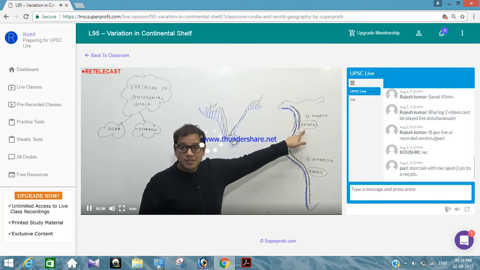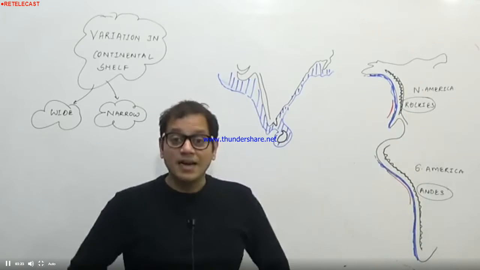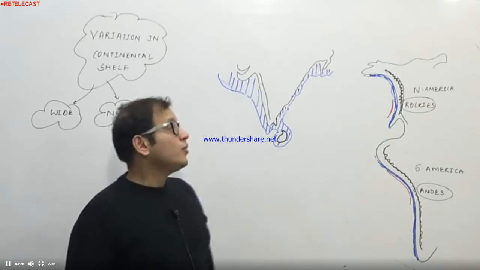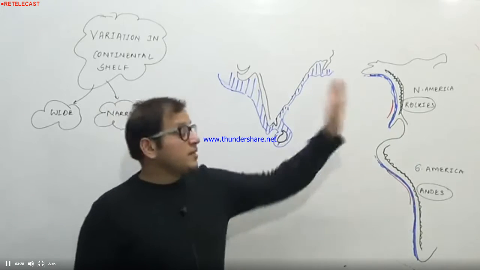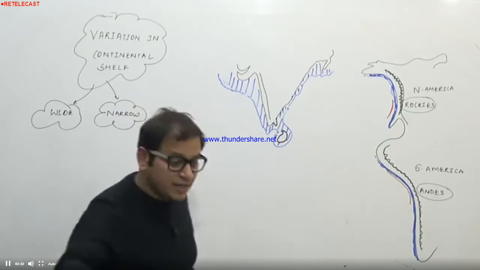Rockies Mountain, known as Andes Mountain. So these mountains run parallel to the coast. At the same time, you will see a different color code.